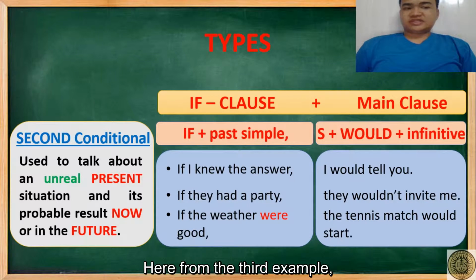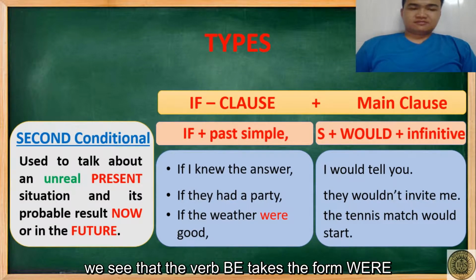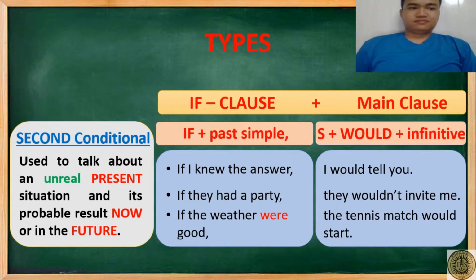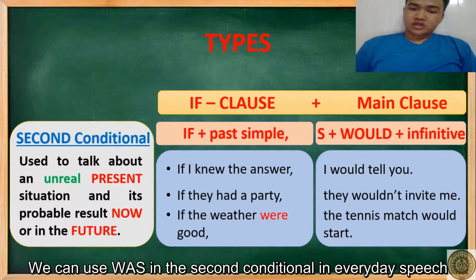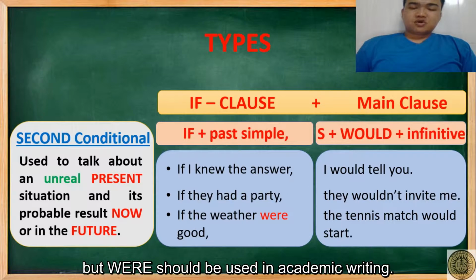Here from the third example, we see that the verb be takes the form were instead of was. We can use was in the second conditional in everyday speech, but were should be used in academic writing.